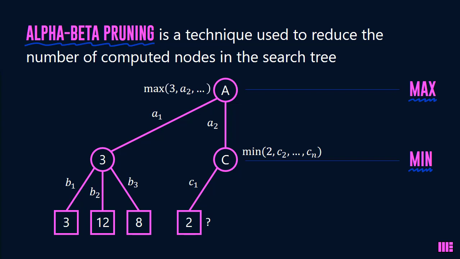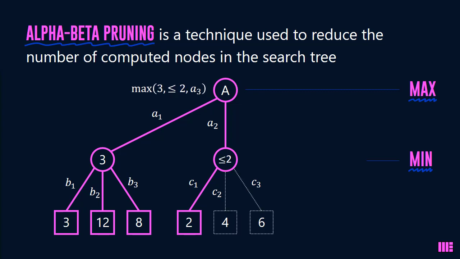Because our opponent is picking the minimum value, we now know the utility at node C will be at most 2. But if that's true, then our AI doesn't need to explore from node C anymore, because choosing move A1 that leads to node B will result in the higher utility of 3. So we prune the rest of the tree at C, label the utility to be less than or equal to 2, and move on with the search.